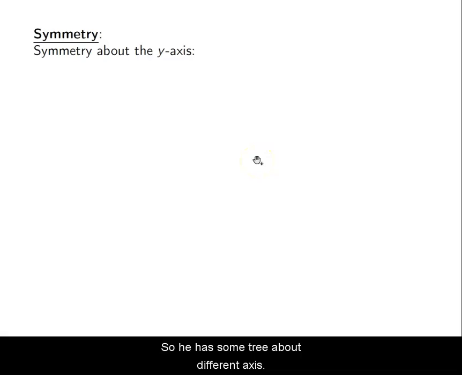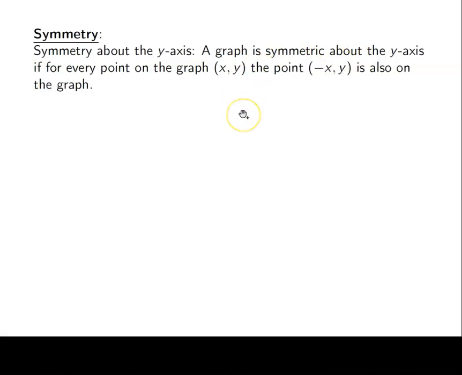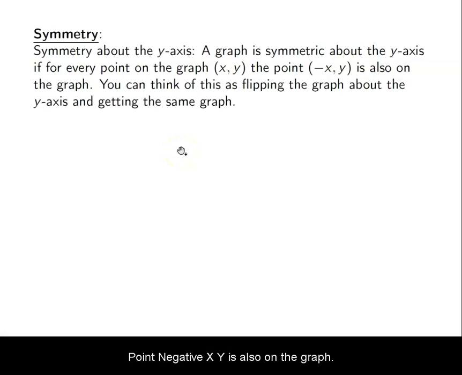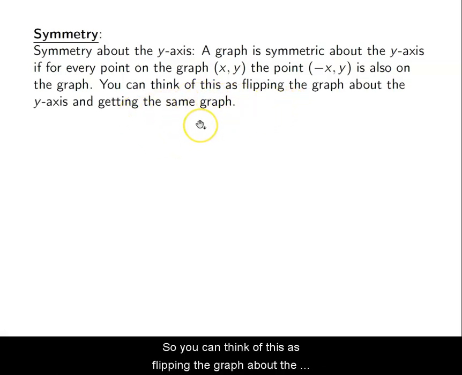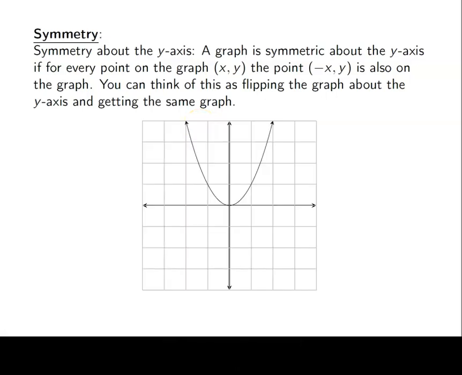So we have symmetry about different axes. The first one is symmetry of our graph about the y-axis. Again, the y-axis is the up and down axis. So a graph is symmetric about the y-axis if for every point on the graph, x, y, the point negative x, y is also on the graph. So you can think of this as flipping the graph about the y-axis and getting the exact same graph.